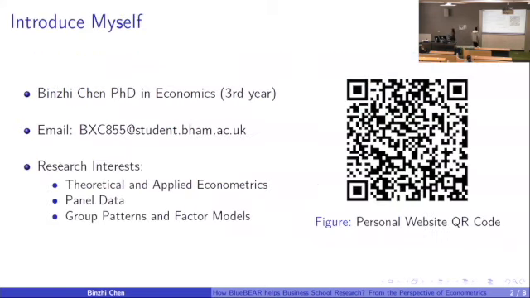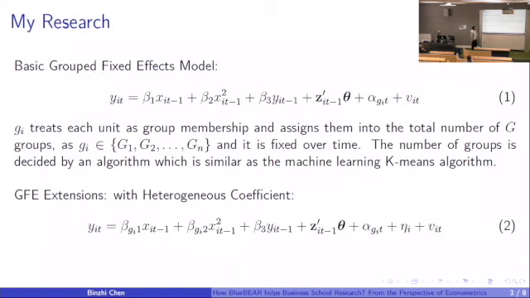So the QR code here is my personal website, and I'm currently a third-year PhD student in economics. My research interest lies in theoretical and applied econometrics with panel data and group patterns or factor models. And I'll show you these details later. I'm currently working on my second chapter, and for my first chapter, I benefited from Bluebear a lot.